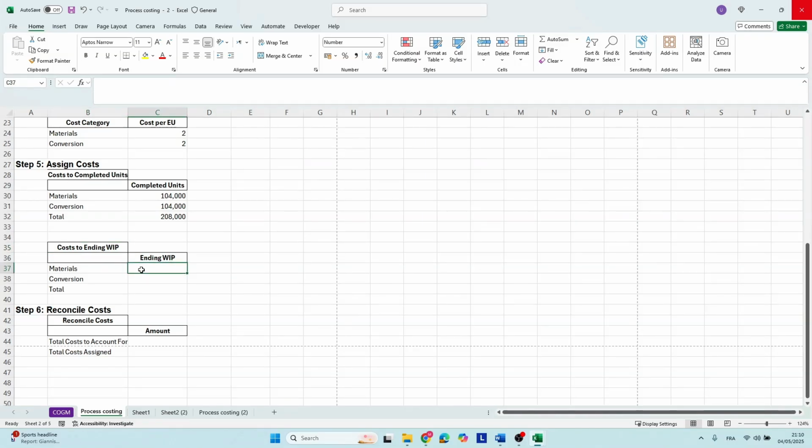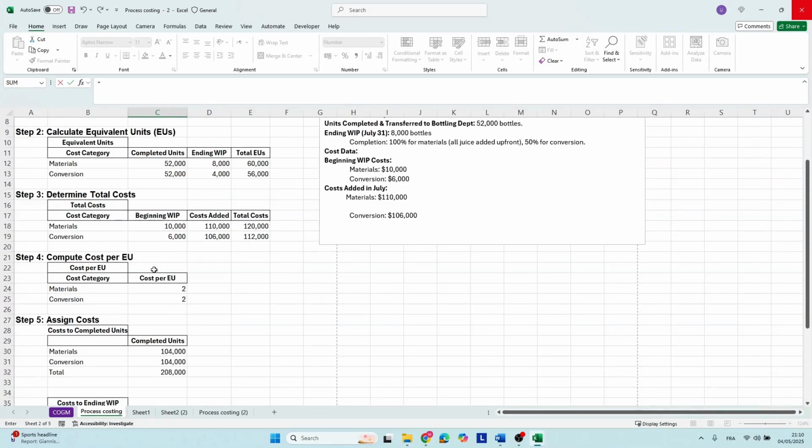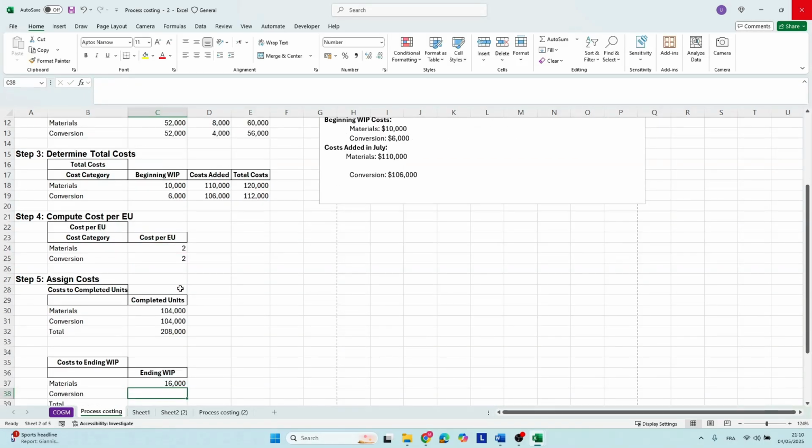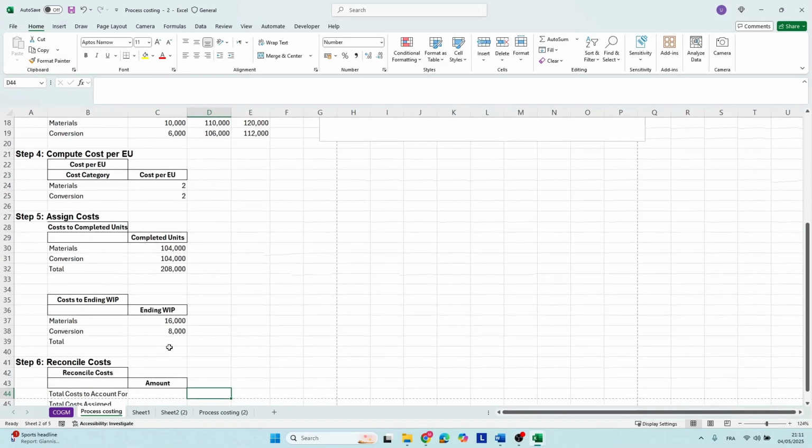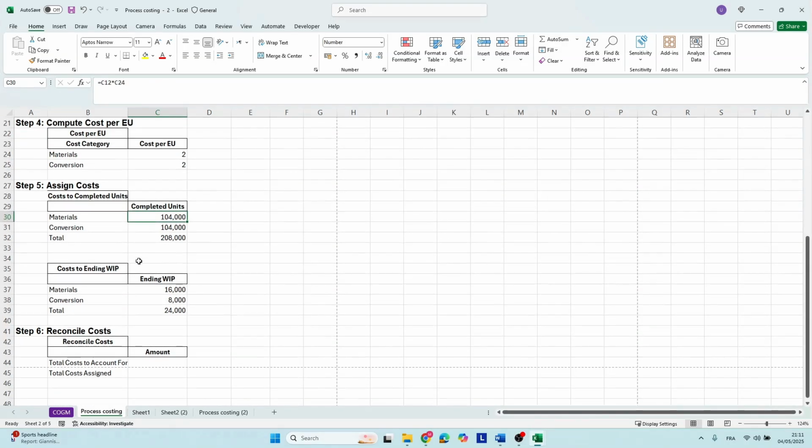Then we continue to the cost of ending work in progress. First for material, we have 8,000 units for materials times $2, and we get the total for materials. And for the conversions, we have 50% of 8,000, as in the information before, 50% of conversion. So it's 4,000 times the conversion cost per unit, which is 2. And we get the total cost of ending work in progress of 24,000. So this is step number 5.